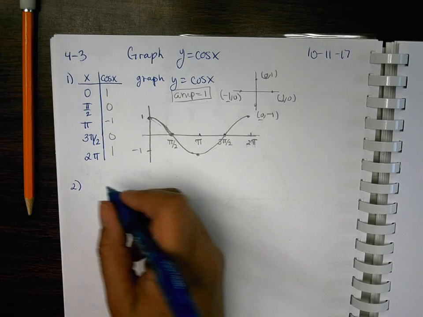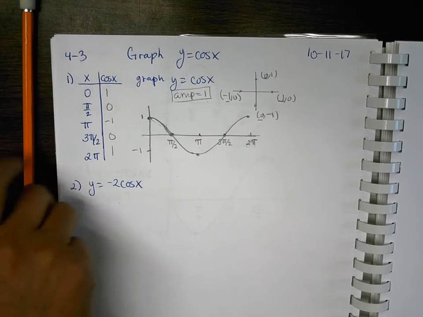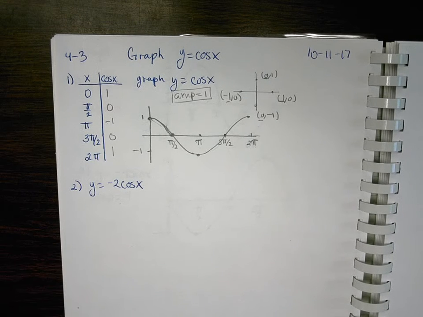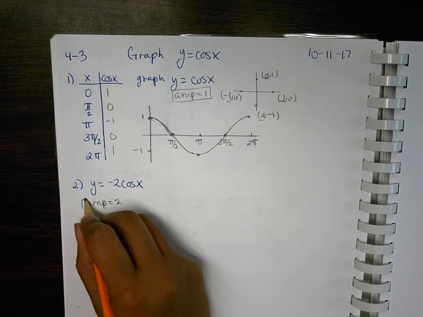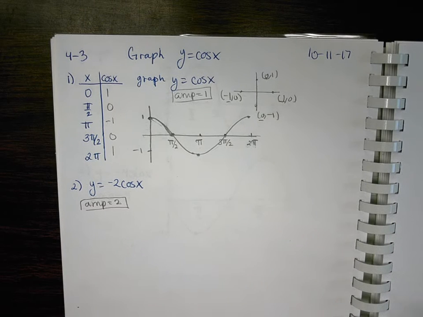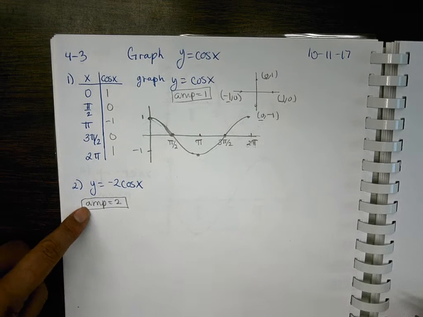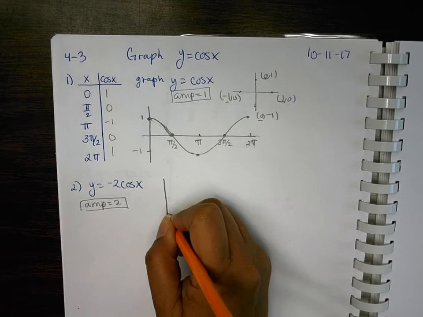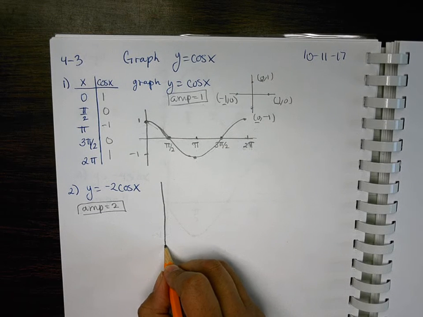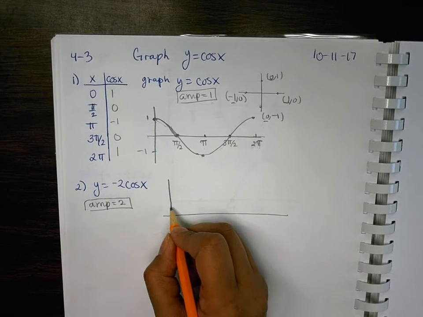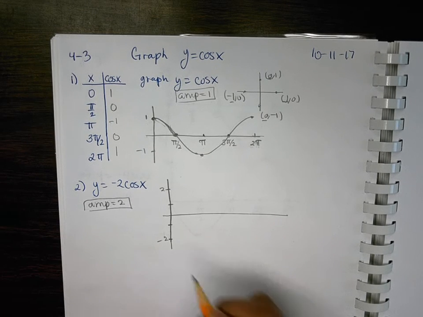Okay. Number 2. Y equals -2 cosine x. Okay. So let's see if we can get this without a T-chart. What is the amplitude? Positive 2, because the amplitude is always positive, absolute value. Okay. So the negative doesn't impact the amplitude, but what does it change in the graph? It inverts the graph. It flips it around? Yeah. Okay.